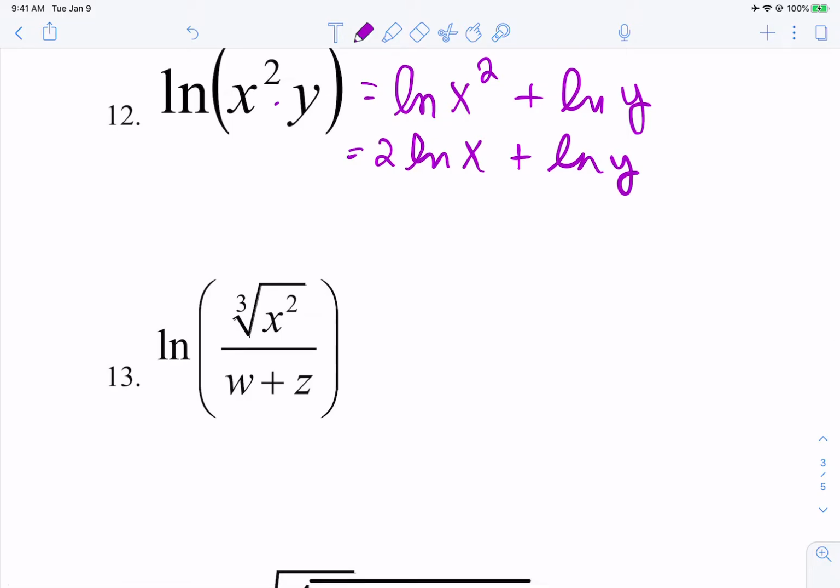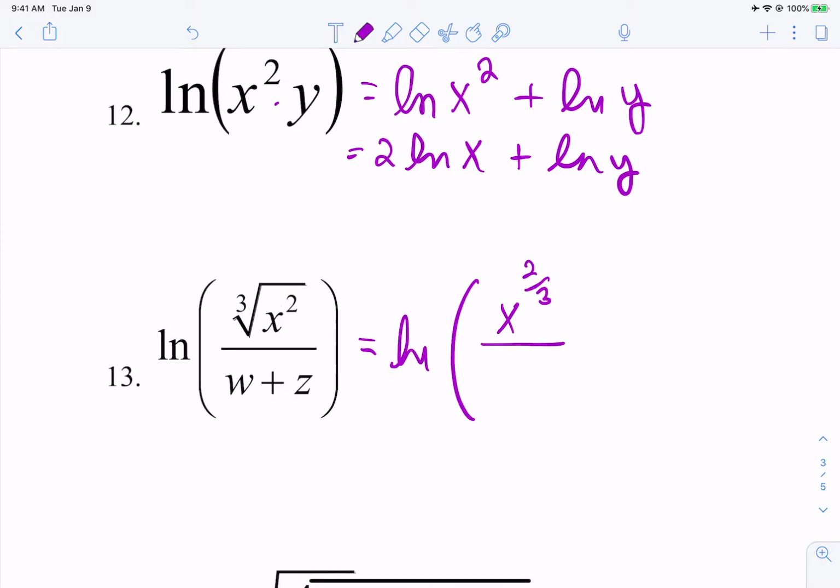Let's move on to 13. So the first thing I would do is rewrite the top as an exponent instead of that radical. So remember, this is the top of our fraction. This is the bottom of our fraction. So that's going to be a 2/3 power.